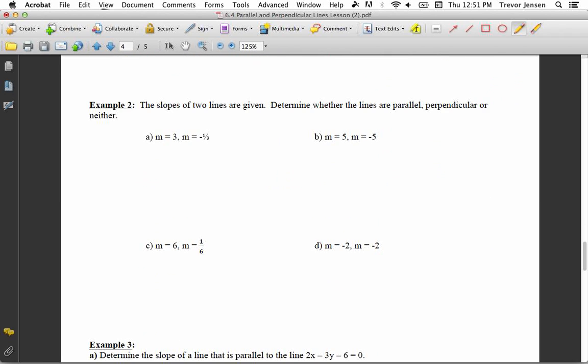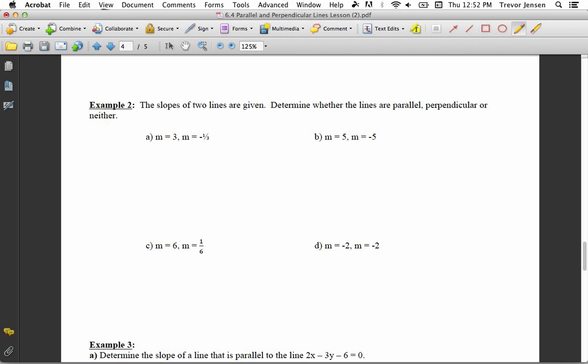Example 2. The slopes of two lines are given to determine whether lines are parallel, perpendicular, or neither. So let's look at the first set of slopes. Okay? In part A, a slope of 3 and a slope of negative 1 over 3. Those are in fact negative reciprocals of each other, so they're perpendicular.